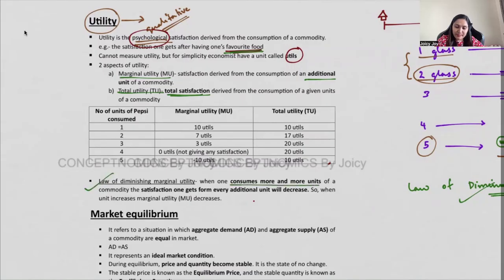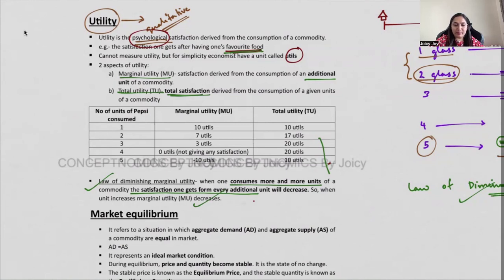Law of diminishing marginal utility: when one consumes more and more units of a commodity, the satisfaction would reduce. So this is the law of diminishing marginal utility. I hope the concept of utility is clear for you. Now we are moving to a very important concept, that is market equilibrium.